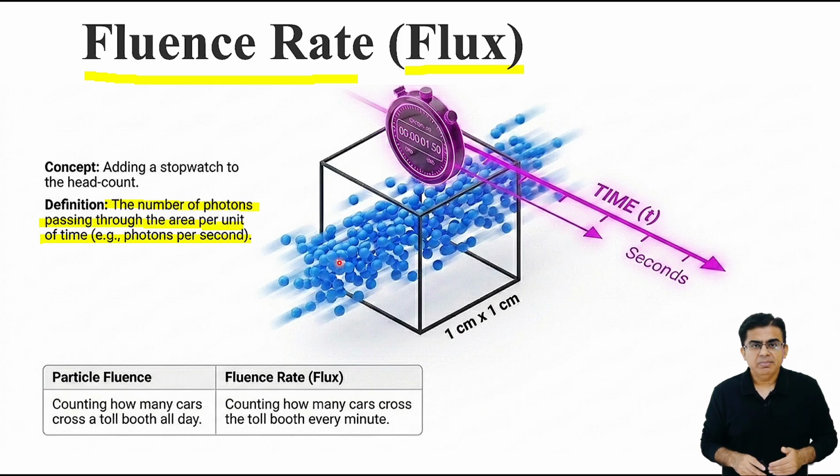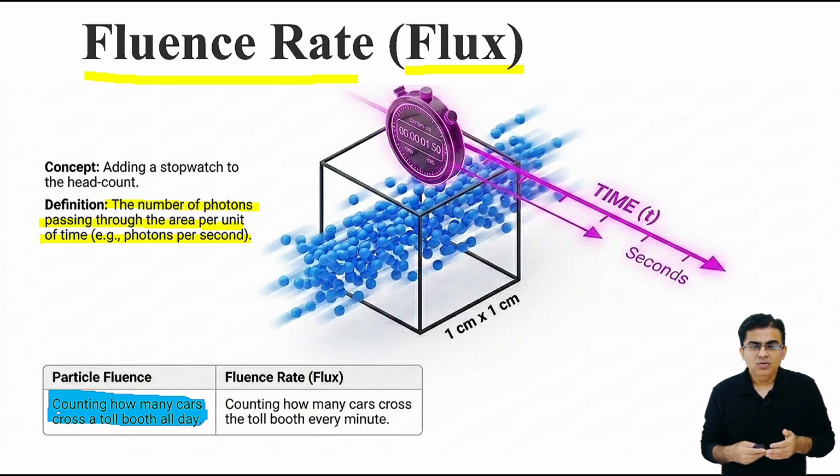To make it easy to remember, let us use a simple analogy. Think of the X-ray photon as cars driving on a highway. Measuring fluence is exactly like standing at a highway toll booth. You are just counting the total number of cars that cross this toll booth all day. You do not check how fast they are driving. You also do not check the number of passengers each car is carrying. If exactly 100 cars cross this toll booth, your particle fluence is exactly 100.